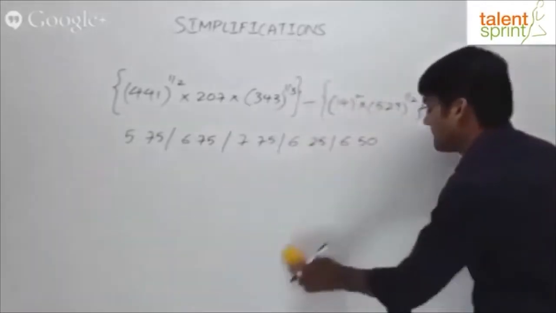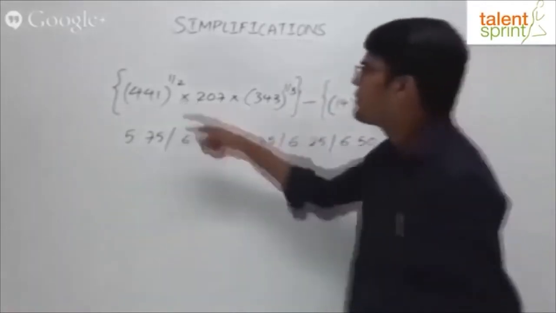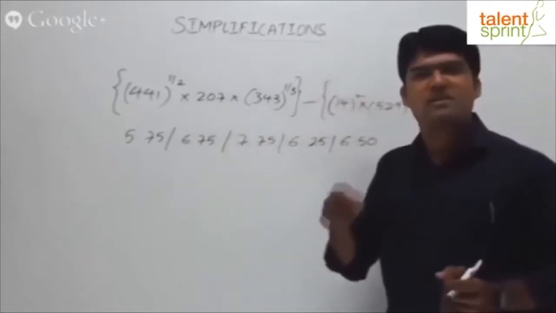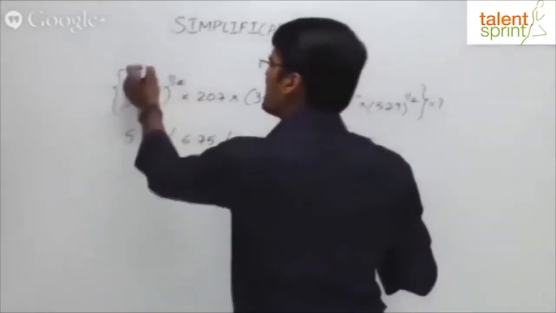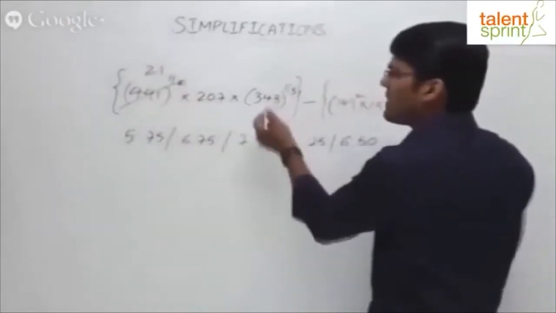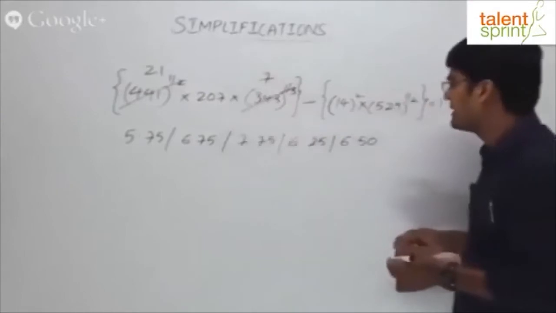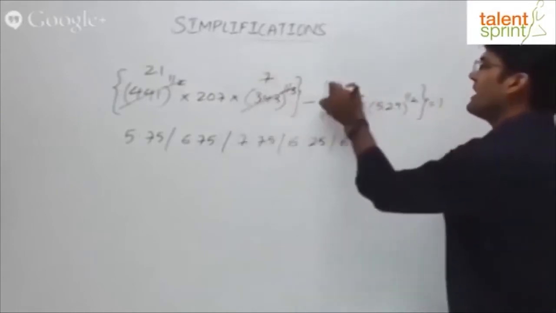You should have got the answer by now, right? Look at this. 441 power 1 by 2. Power 1 by 2 means what? Square root, right? Power half is square root. What is the square root of 441? 21. What is power 1 by 3? Cube root. What is the cube root of 343? 7. 7 cube is 343. Likewise here, 14 squared, 196.